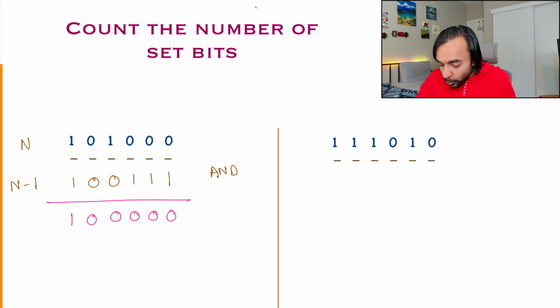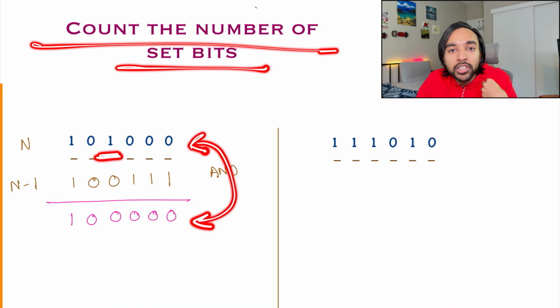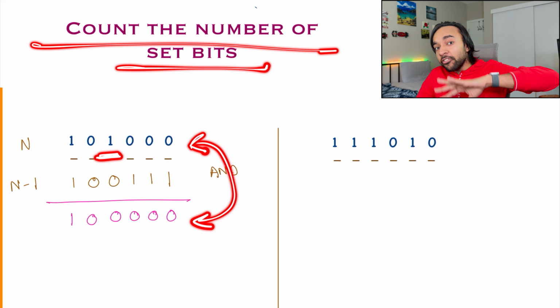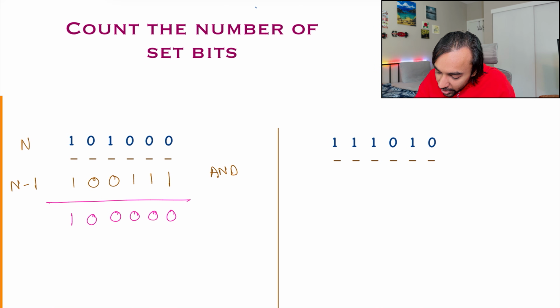But notice, what do you see amongst these two things? With one operation, what did you do? You removed one set bit. And what is the problem asking you? Count the number of set bits. If you perform this operation one more time, so what I'm saying over here is, if I take up the number n minus 2, what will you do?